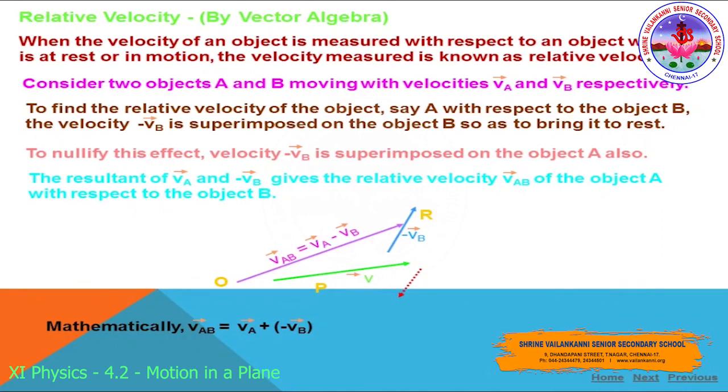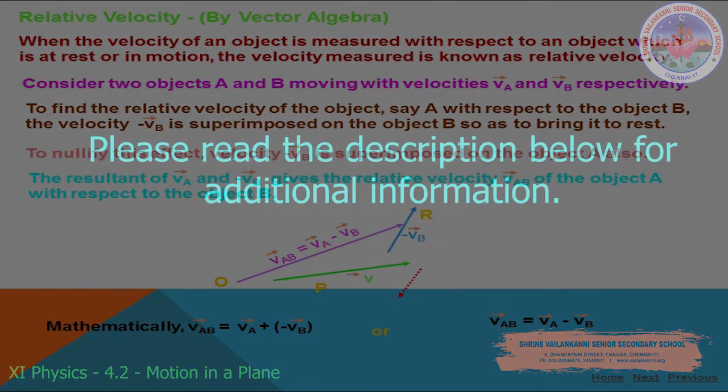So we will say the relative velocity of object A with respect to B, AB, the final resultant relative velocity, is equal to vA minus vB. So the relative velocity of object A with respect to B is equal to the vector addition of the velocity vector of A and the negative velocity vector of B. Got it, children? Thank you, students.